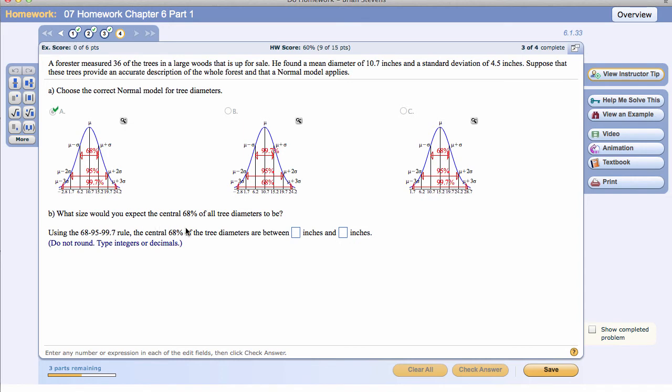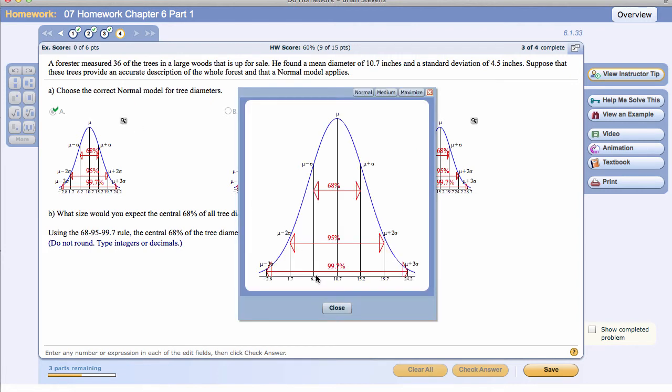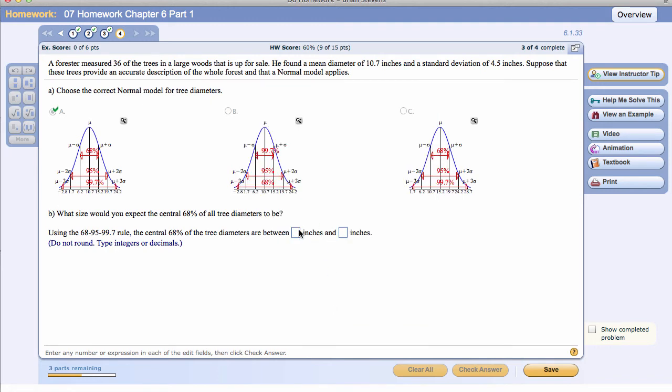What size would you expect the central 68% of all trees to be? Well, that's just the 68, 95, 99.7 rule right here with -1 and +1, 68% in the middle. So it would be 6.2 to 15.2.